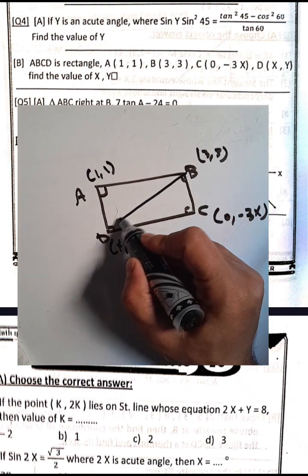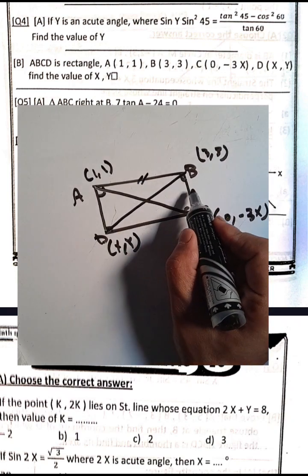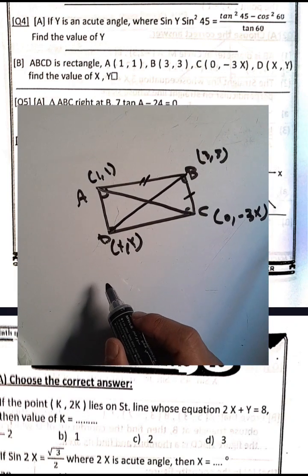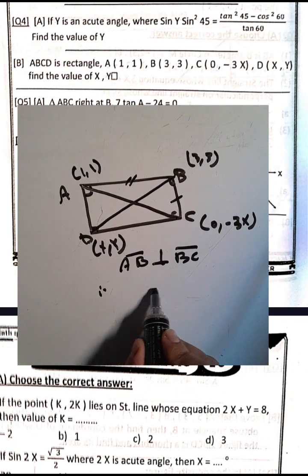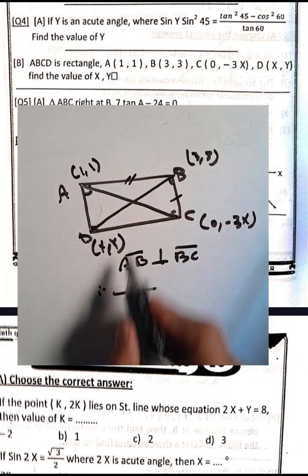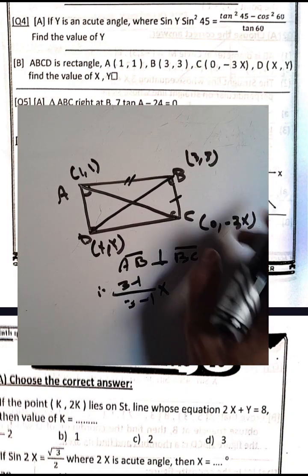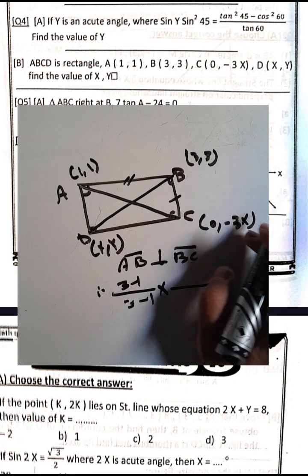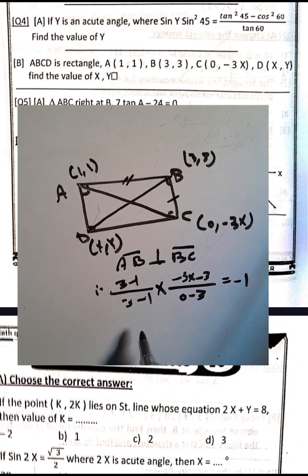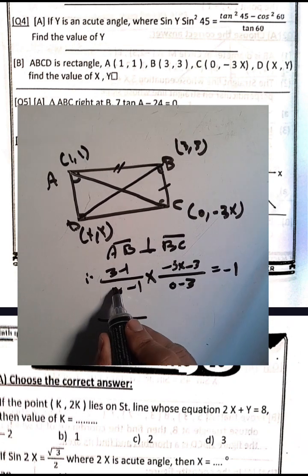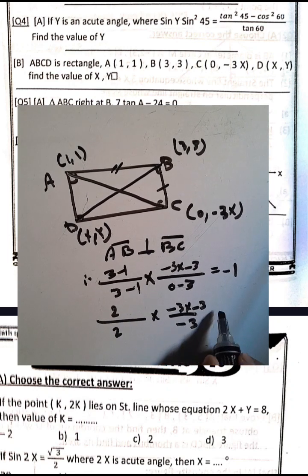We have here the midpoint here, and we know the slope of AB product by slope BC equals -1, because AB is perpendicular to BC. Then the slope of AB will be 3 minus 1 over 3 minus 1, product by slope of BC, which will be negative 3x minus 3 over 0 minus 3 equal to -1, to find the value of x. 3 minus 1 equals 2, and 3 minus 1 equals 2. Negative 3x minus 3 over negative 3 equals -1.